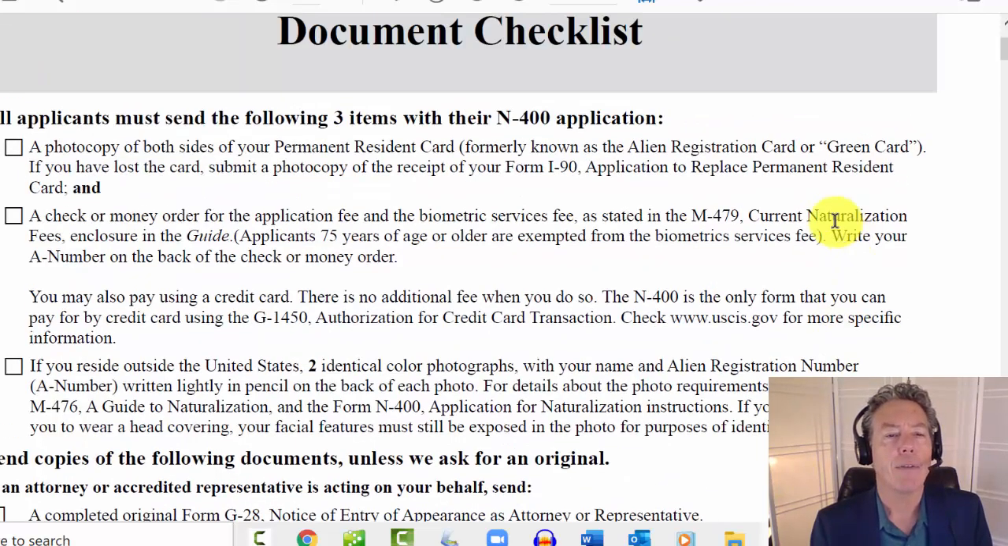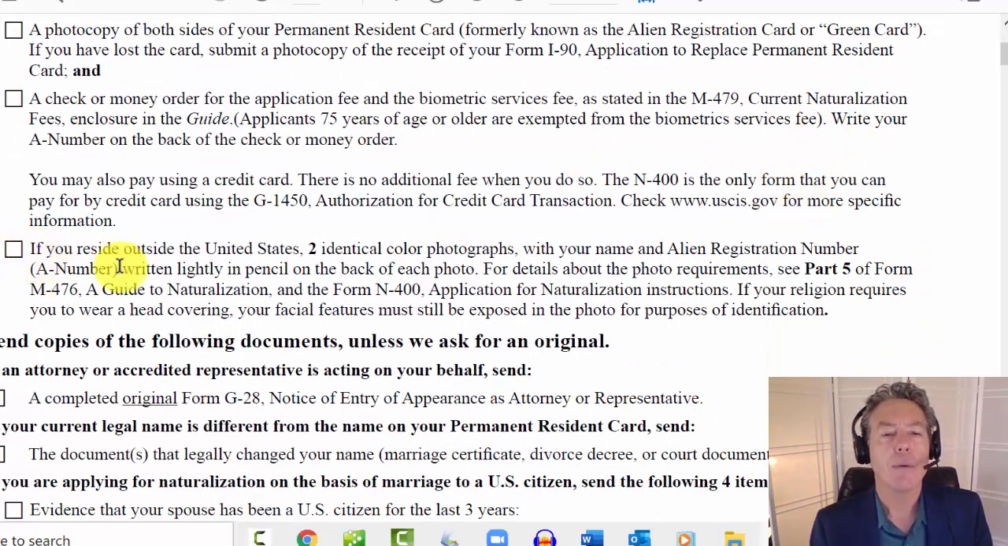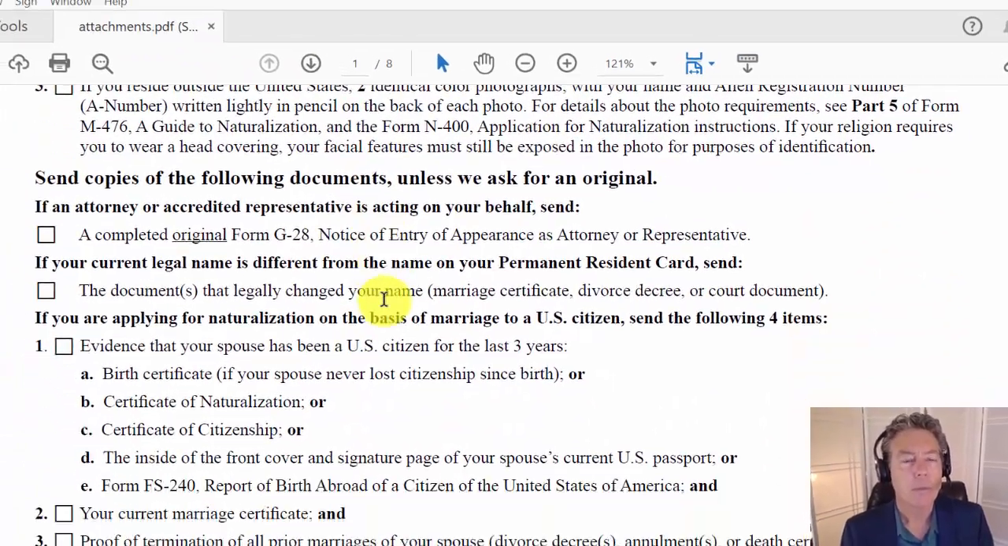Okay, so I always put the photos in with my application. Look, they say you need to have 3 things, and then they say 3: if you reside outside the United States. I don't care if you reside in or out. I'm going to have 2 identical color photographs included with my N400.